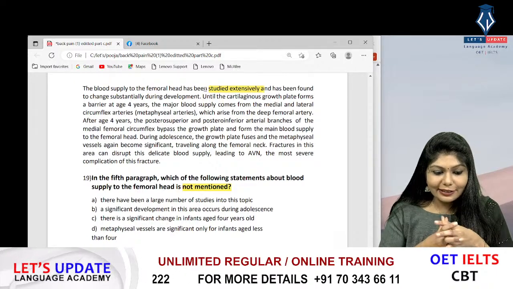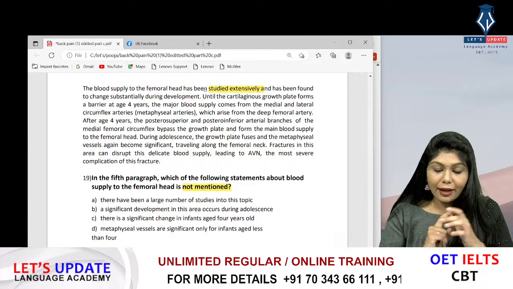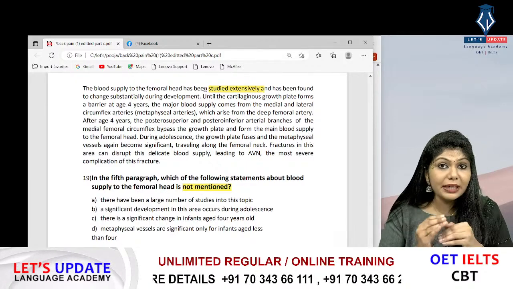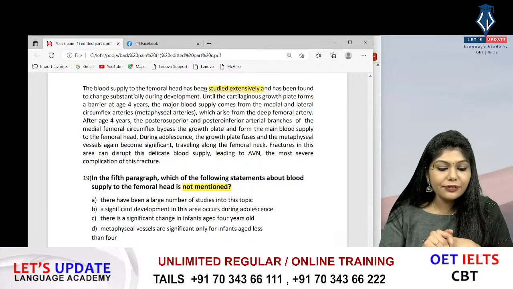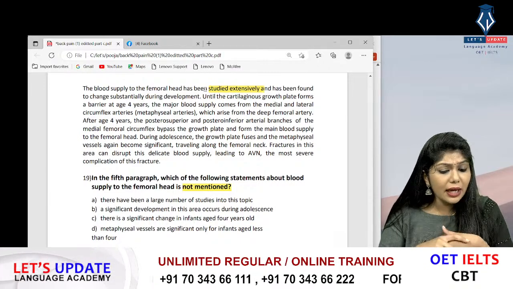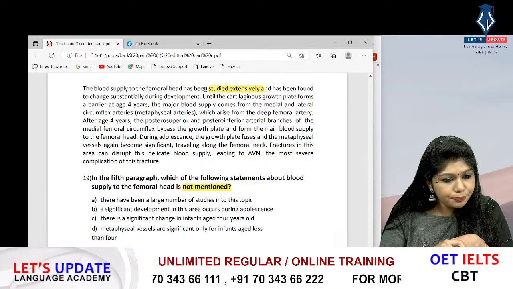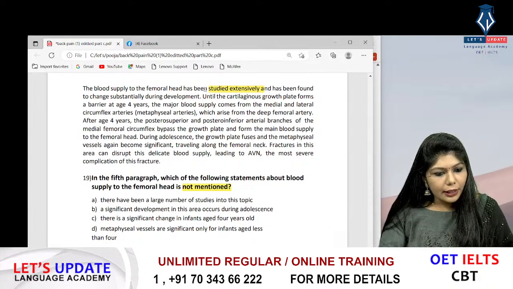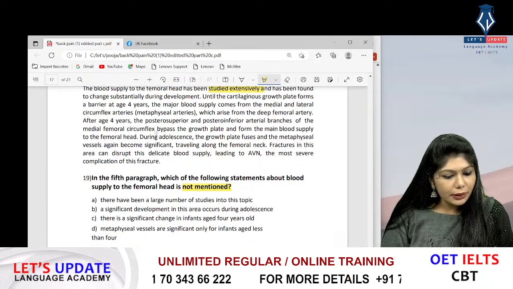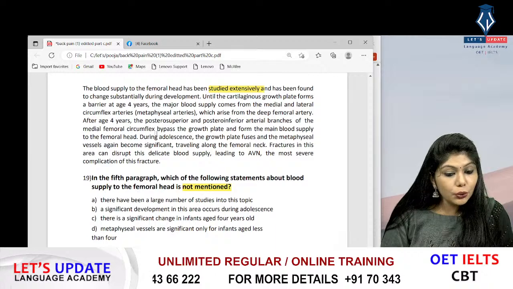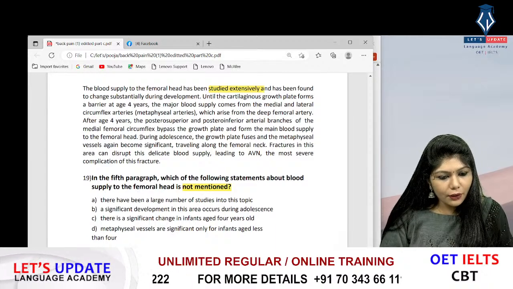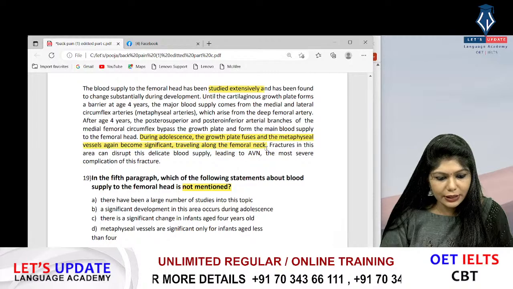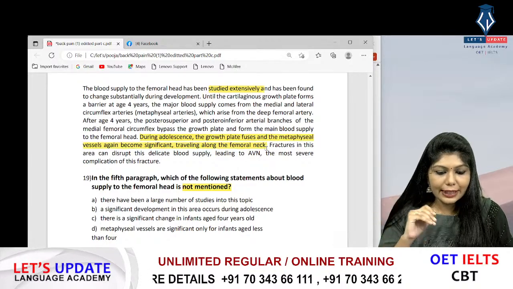Okay, so yes, and let me continue with the discussion. We have said that A is definitely mentioned because it has been studied extensively. That means a large number of studies have been conducted on this topic. Option B, a significant development in this area occurs during adolescence. Is that mentioned? Yes, that is also mentioned, because they have mentioned a development happening during adolescence. During adolescence, the growth plate fuses and the metaphyseal vessels again become significant, traveling along the femoral neck. So that is a development that has occurred during adolescence.